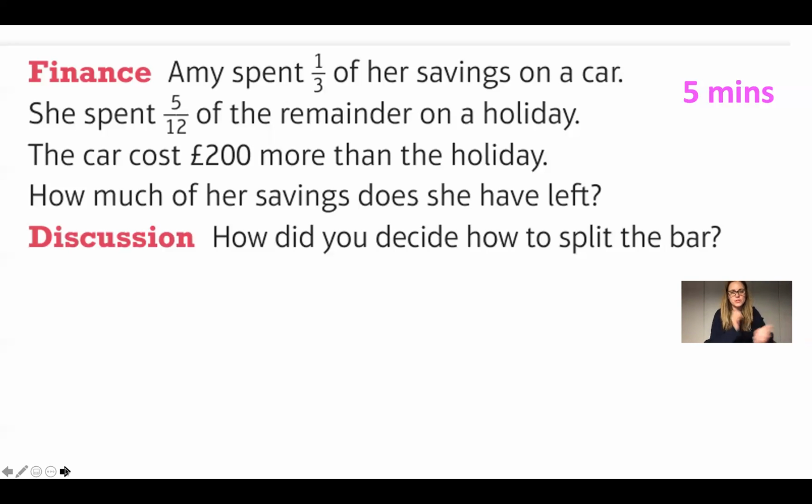Now that was a tough question. Let's see how you got on. Remember, I read the question out. I said the second sentence was really important. She spent 5/12 of the remainder. Okay, so let's think about what we're trying to work out. 1/3 of her savings on a car, 5/12 of the remainder. So therefore, we're looking at 5/12 of 2/3.